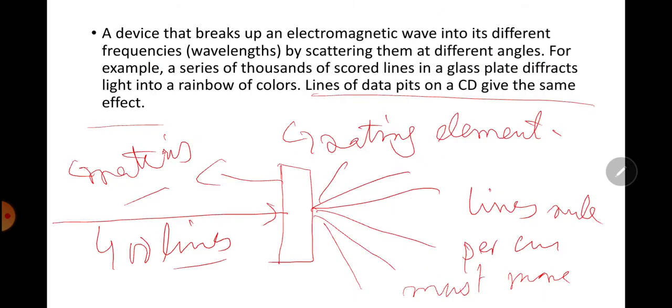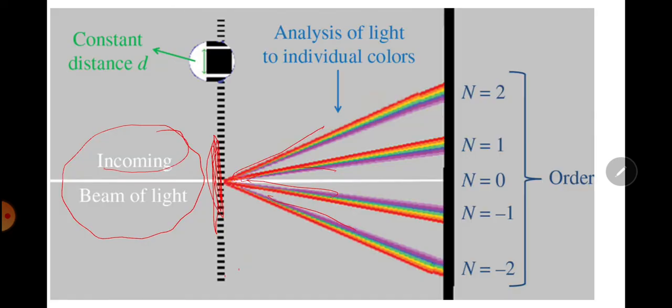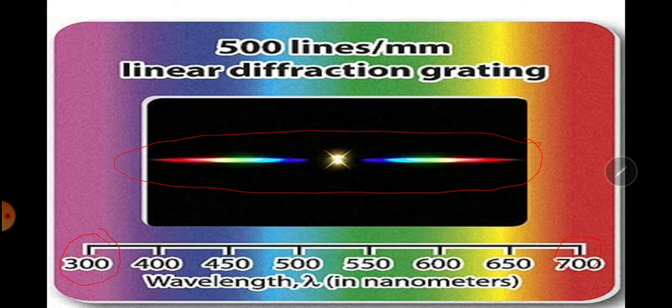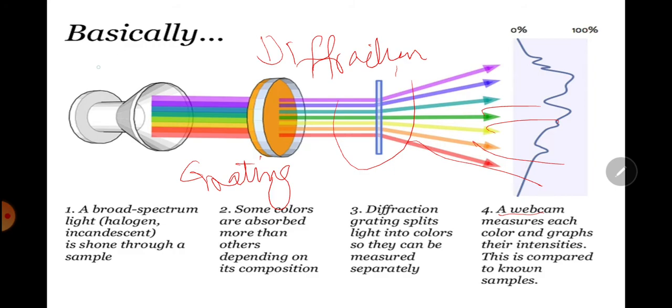A device that breaks up an electromagnetic wave into different frequencies by scattering them at different angles. For example, a series of thousands of scored lines in glass diffract light into rainbow colors. It behaves like the color pattern you can see in a CD. You can see 500 lines per millimeter. The diffraction pattern obtained from that is shown on the screen. The equation for the diffraction grating is d sin theta equals n lambda.